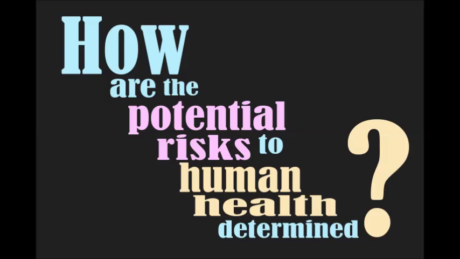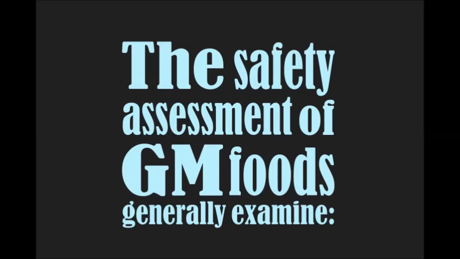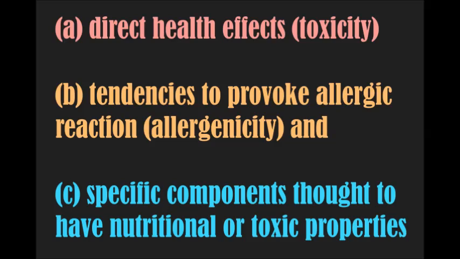Next, how are the potential risks to human health determined? The safety assessment of GM foods generally examines A. direct health effects or toxicity, B. tendencies to provoke allergic reaction or allergenicity, and C. specific components thought to have nutritional or toxic properties.